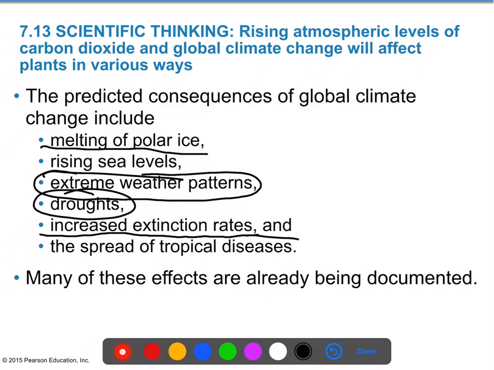We're also seeing an increase in extinction rates. We'll talk more about mass extinctions also later in the semester. And we're also seeing the spread of tropical diseases like dengue fever, mostly because mosquitoes are thriving in this changing climate of ours.